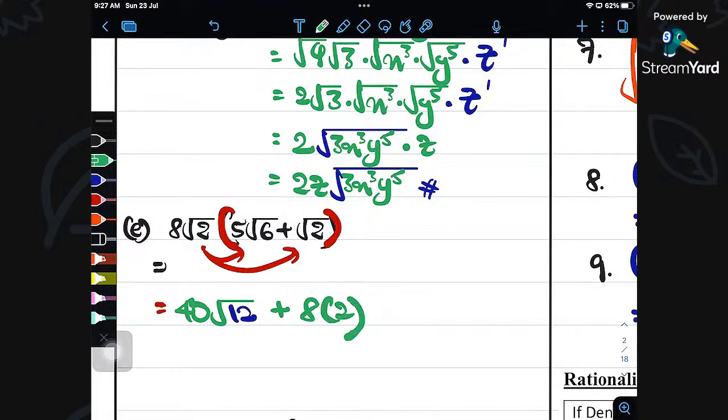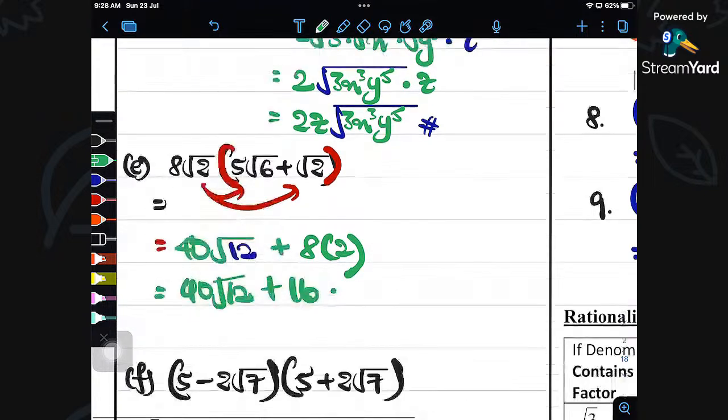If you do not believe me, you can press your calculator and you will get the answer. Therefore, the final answer is 40 square root 12 plus 16. Oops, again, square root 12.